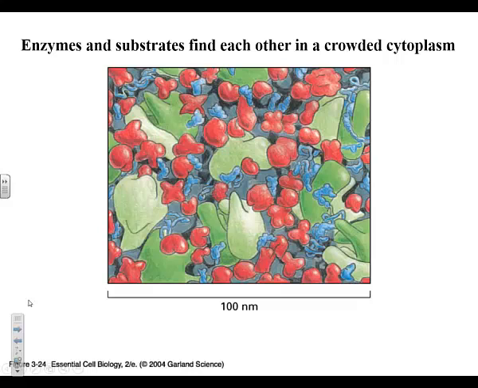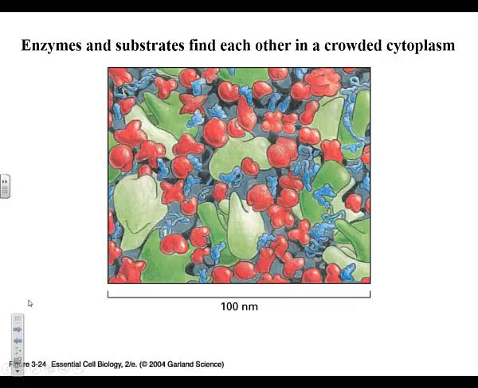In your first chapter, there was an image along the top of one of the pages of just how crowded the molecules and the organelles and compartments are inside a cell. And in that animation that we looked at, you could see there was a lot going on in the cell at any one time. So how do the enzymes find each other in a crowded cytoplasm?